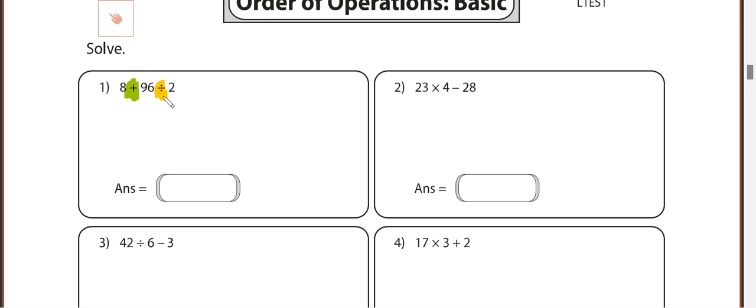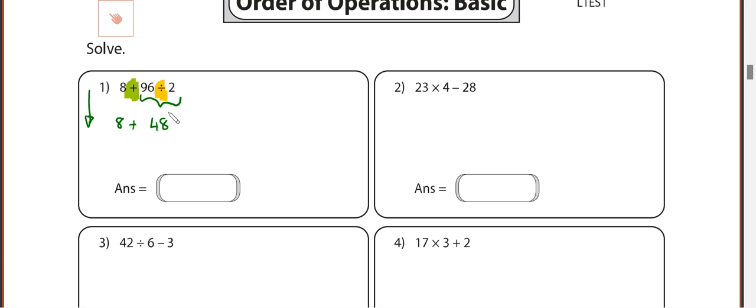So what I'm actually going to do is I always work down, and I make it very clear what I've done. I'm now going to keep the 8 plus there, and I'm going to write the answer to 96 divided by 2, which is 48.